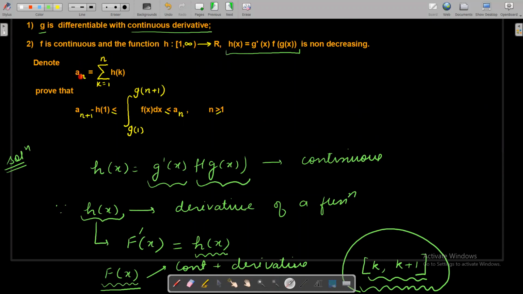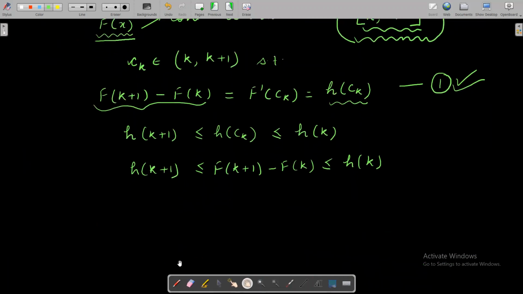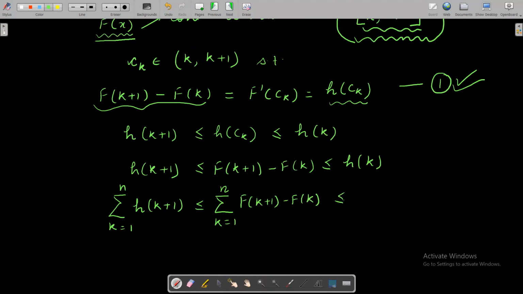Let us rewrite h of k in terms of an. But creating an means you need a sigma sign. So what will be my next step after this? I'm going to put sigma on all three sides. It will be sigma h of k plus 1, where we take k from 1 to n, less than or equal to, here you can see that a kind of telescopic series we are getting in the middle, f of k plus 1 minus f of k, and less than or equal to, on the extreme right, sum over k equals 1 to n of h of k.